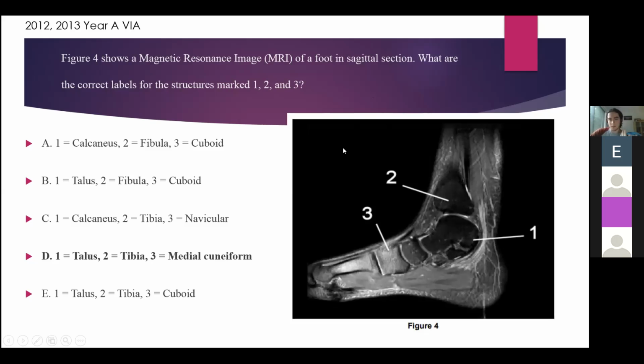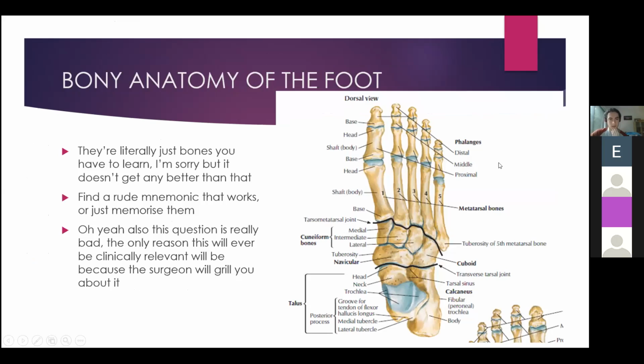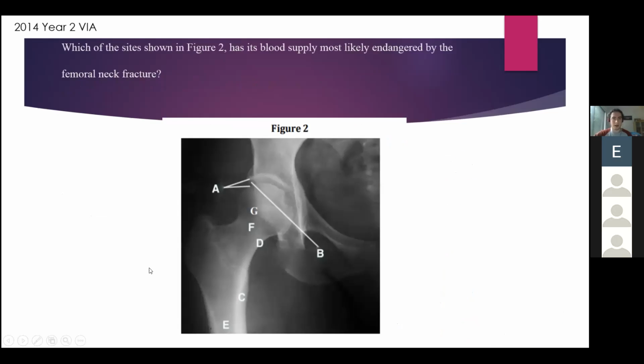Yeah. So, like, just the bones of the foot and like the bones of the hand. No one really wants to know them, but you kind of have to just learn them. Find a mnemonic. I don't have one, which is why I answered that question with such confidence. But yeah, you kind of just have to learn these things. So, I mean, a lot of bony anatomy is like that, where you just have to get through it. All right, next one.